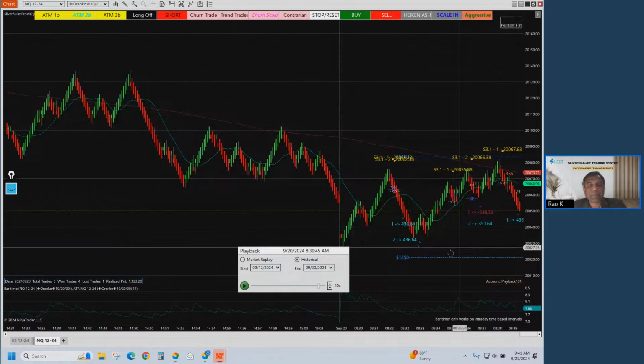Ideally, I should stop. I don't want to give back any of the profits. But since it's a demo, order filled, target filled, and again, one more trade I got, and $436. The bot has stopped now.